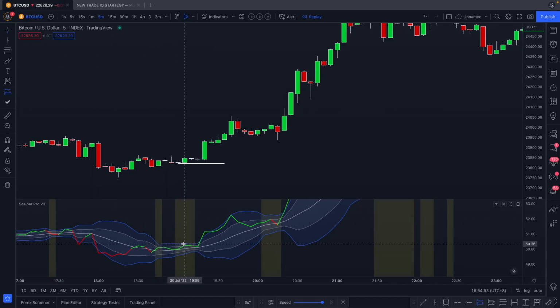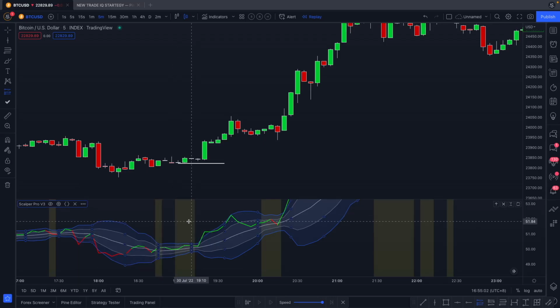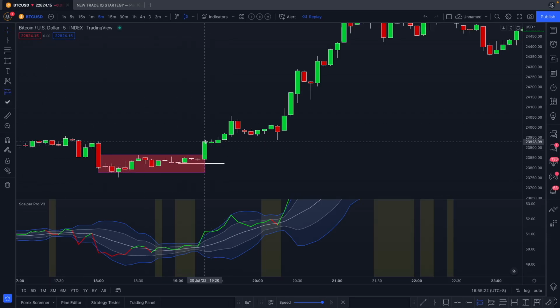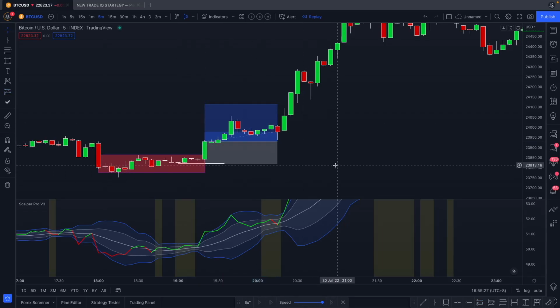So right here we had a band squeeze, and if you, for example, turn on your alerts here, add an alert on Scalper Pro, you don't even have to sit in front of the computer, and all you would have to do is wait for your alert. Okay, we see we are squeezing, price action is squeezing. I can draw this up with a little rectangle here. We broke out on this candle, so that's your confirmation. We take this trade, we place our stop loss on the same level as TradeIQ.